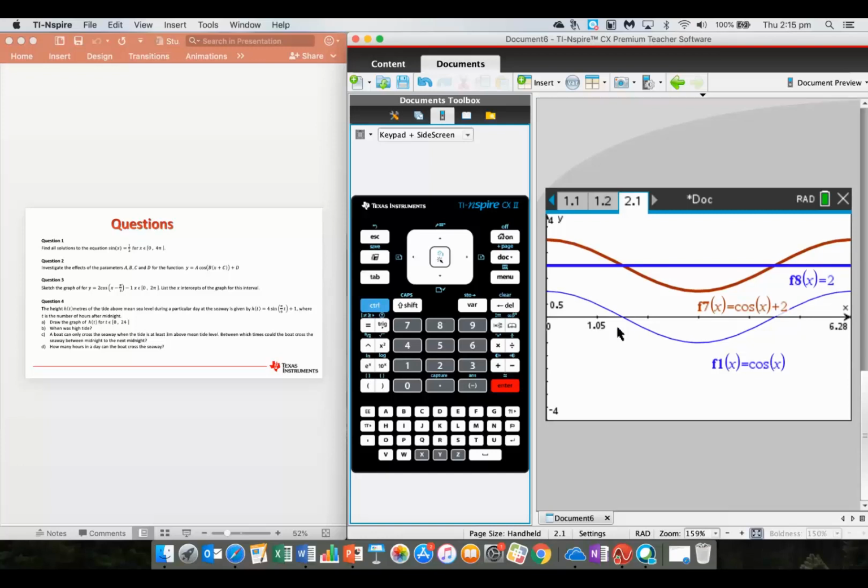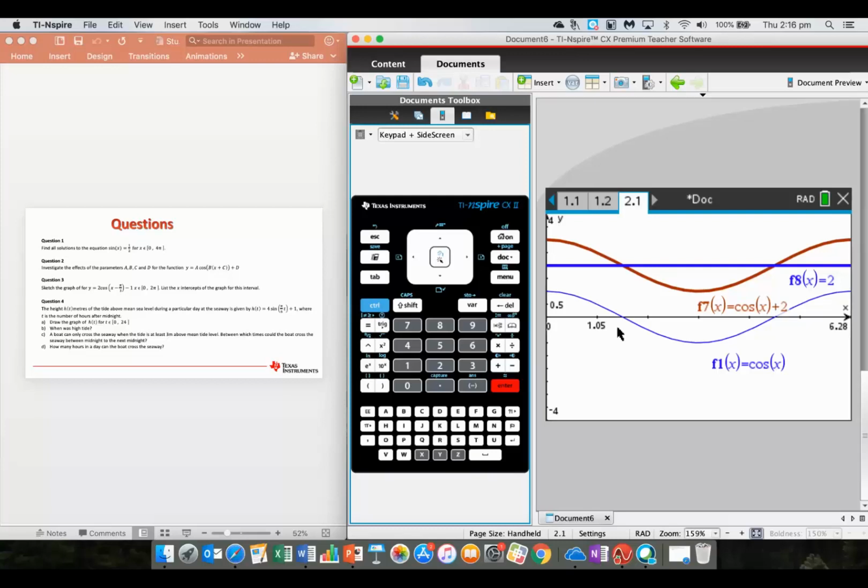Right, so that pretty much looks at the values of a, b, c, and d, and the effect they have on the basic cos function. They have exactly the same effect on the sine function. A has a change in the amplitude, B has a change in the number of cycles across the normal domain, C has the phase shift to the left or right, and D is the vertical shift up or down.